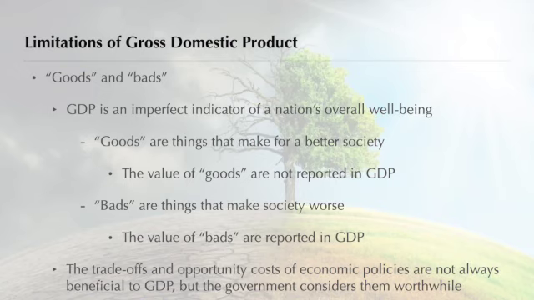Some economists have proposed using a new measure for the economy that accounts for the goods and bads, and thus more accurately measures a nation's well-being. Positive dollar values would be assigned to goods, such as leisure time and urban renewal. Likewise, negative dollar values would be assigned to bads, such as pollution and traffic congestion.